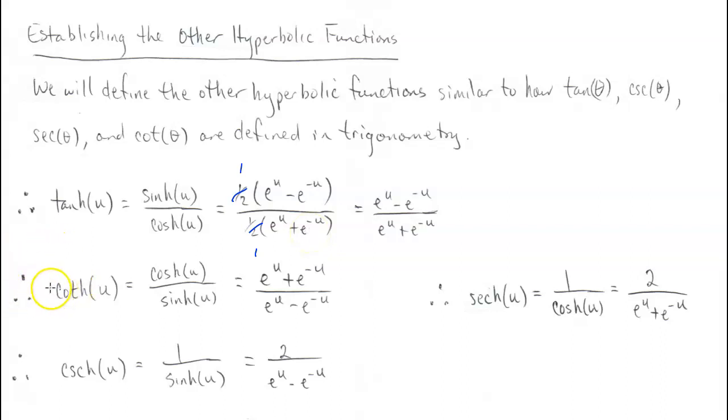Now, of course, we know that if cotangent is the reciprocal of tangent, then cotangent hyperbolic is going to be the reciprocal of tangent hyperbolic. So if we just flip tangent hyperbolic, we will have cotangent hyperbolic, okay? We also see here that if we take the reciprocal of sine hyperbolic, we're going to get cosecant hyperbolic, which is essentially just sine hyperbolic of u flipped. And same thing with secant hyperbolic, it is just going to be the reciprocal of cosine hyperbolic.